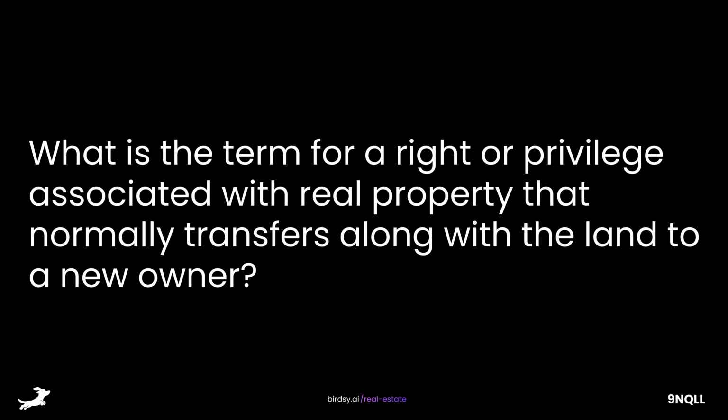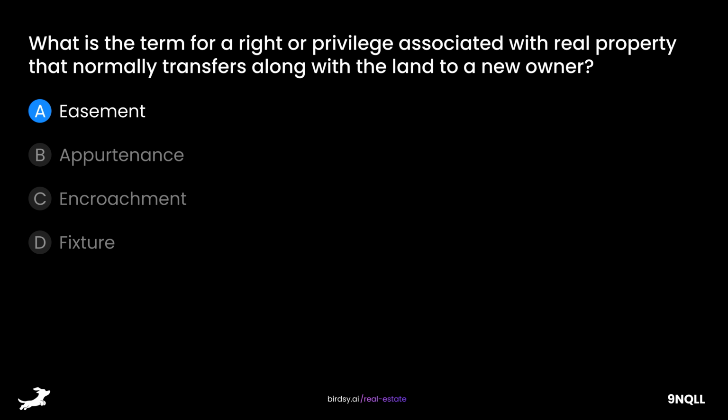What is the term for a right or privilege associated with real property that normally transfers along with the land to a new owner? Is it A, easement, B, appurtenance, C, encroachment, or D, fixture? The answer is B, appurtenance.